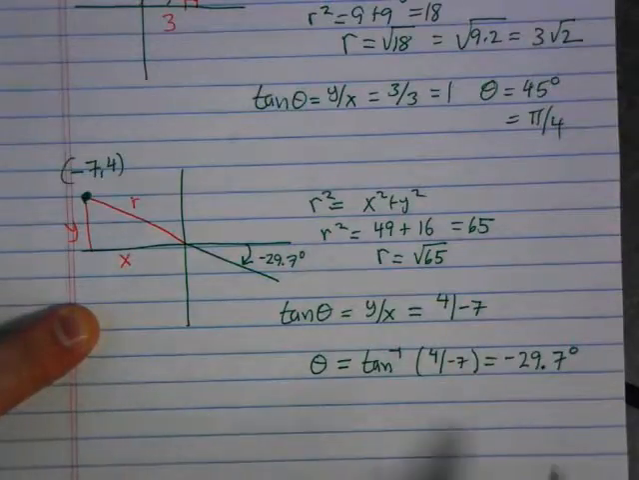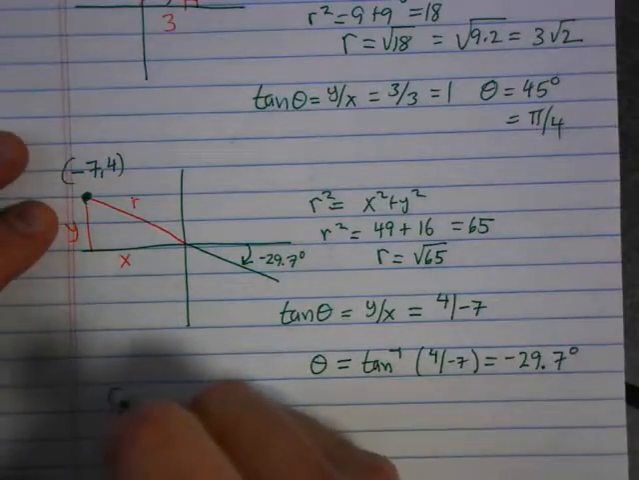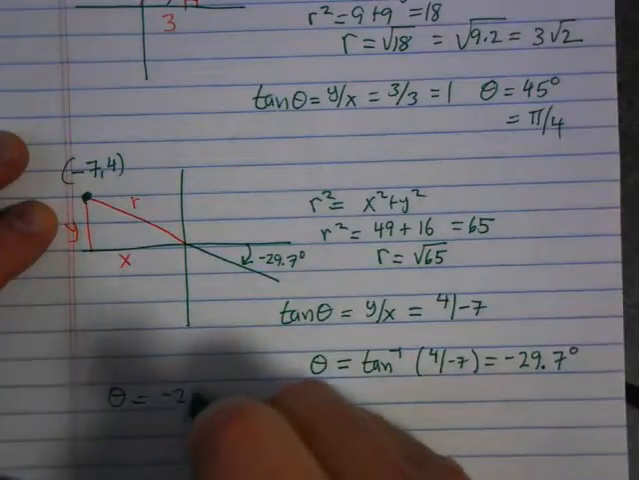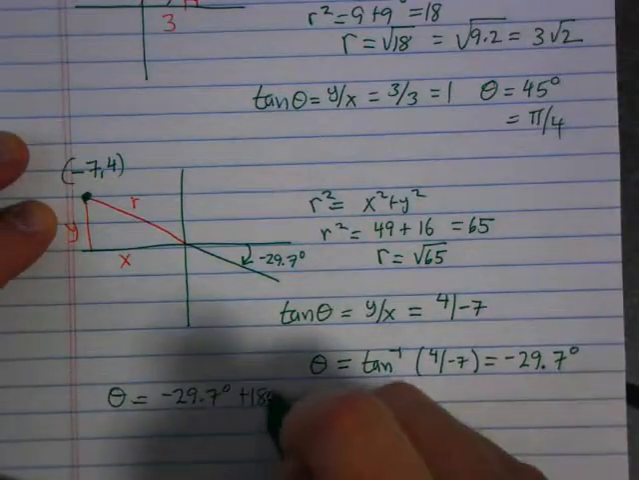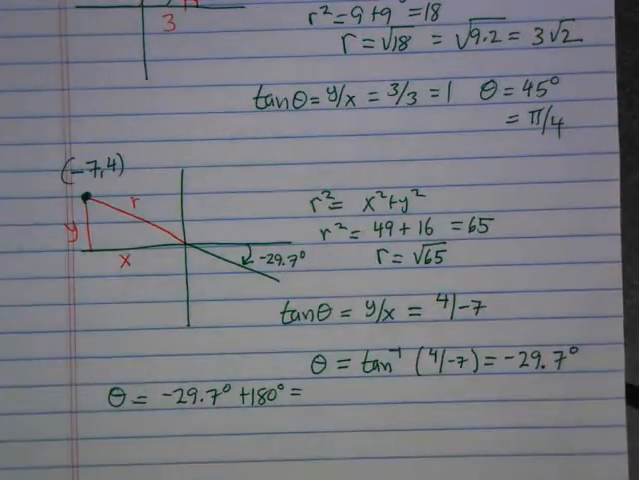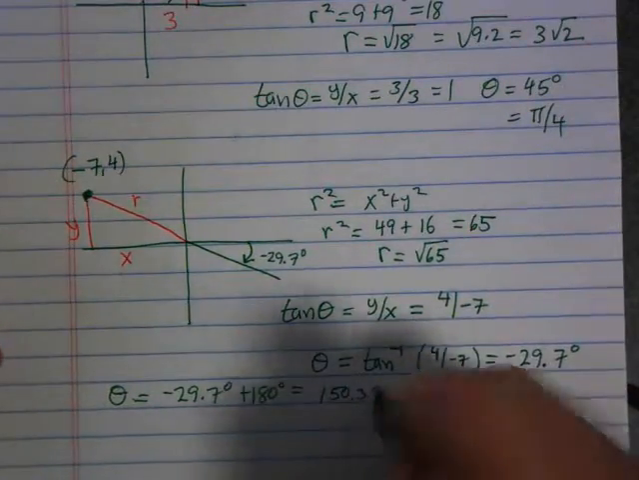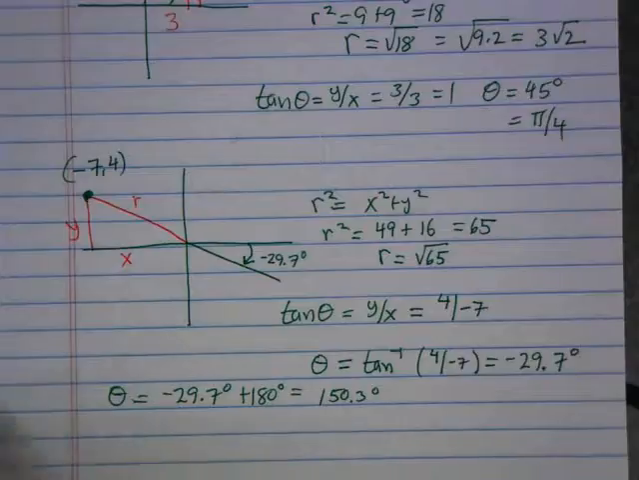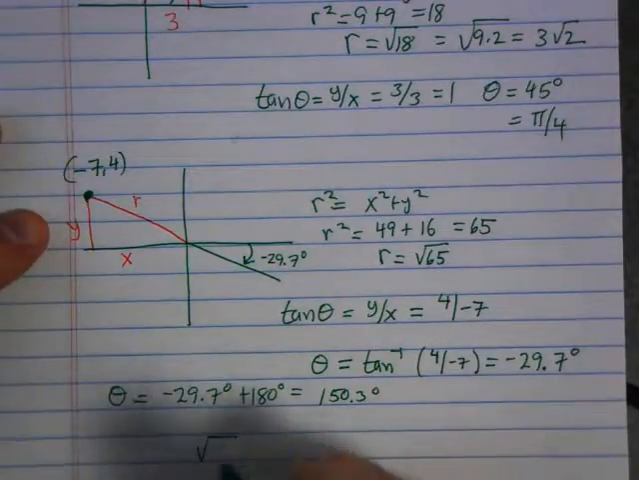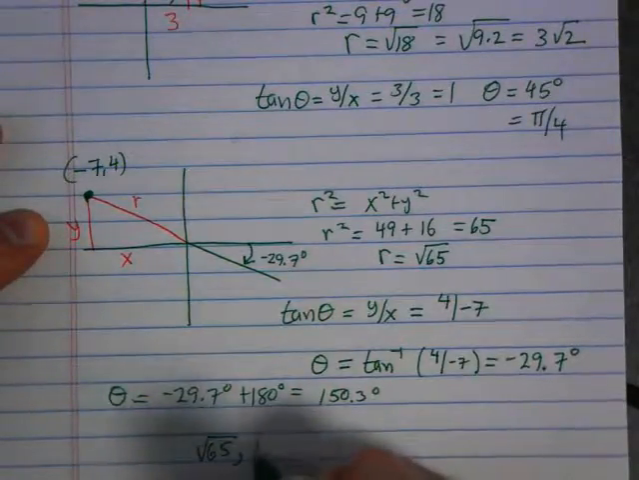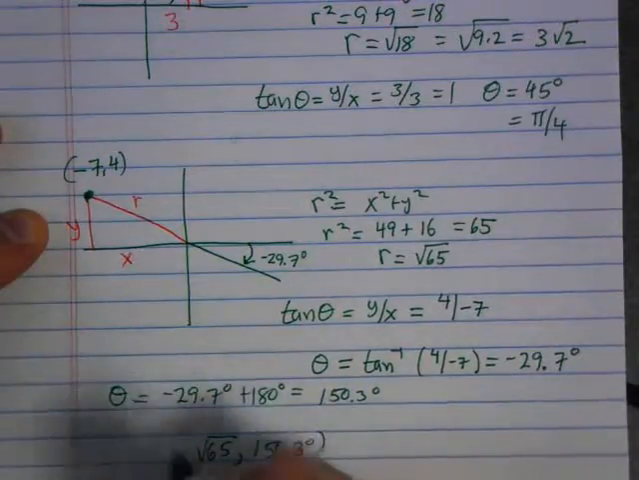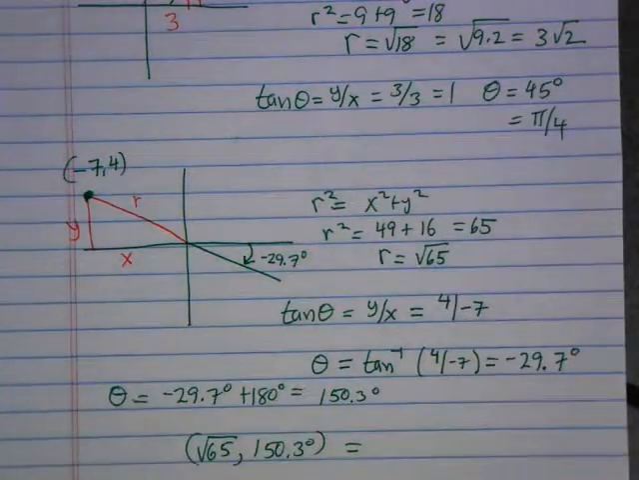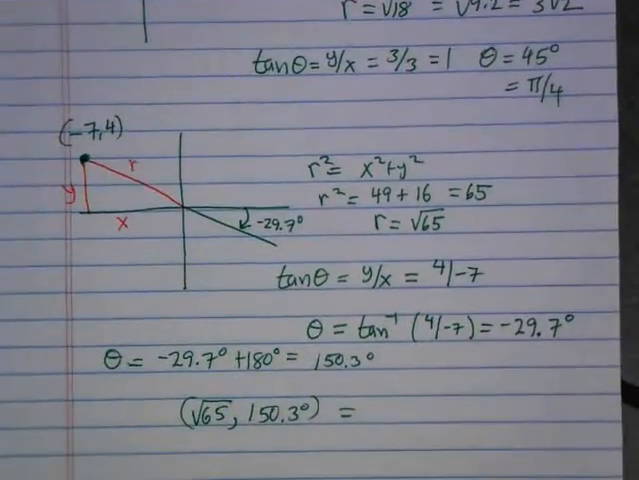So the right answer is theta has to be negative 29.7 degrees plus 180 degrees, which is 150.3. So the final correct answer could be written as square root of 65, comma, 150.3 degrees. So that's option number 1. Option number 1 is add 180 degrees to your angle.